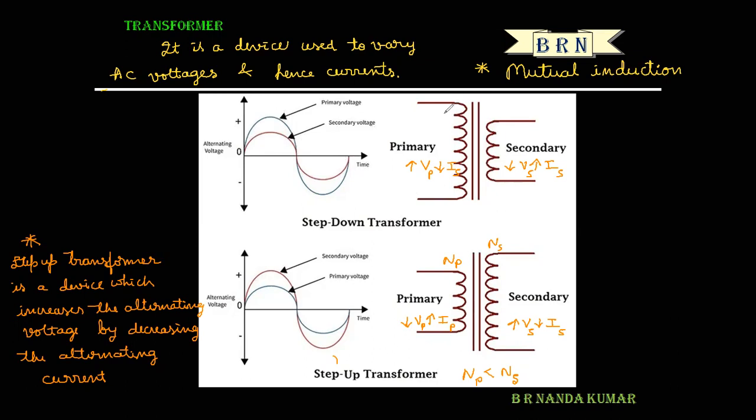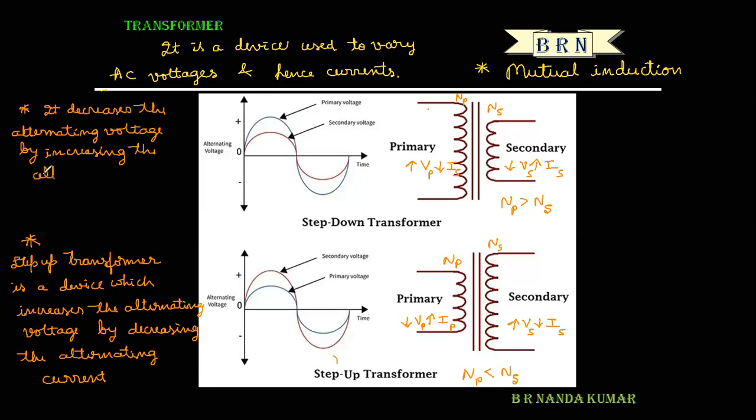In this case, this is the number of turns in the primary and this one is the number of turns in the secondary. Here the number of turns in the primary coil is more than the number of turns in the secondary coil. So this is step down. Step up increases the alternating voltage by decreasing the alternating current. Step down decreases the alternating voltage by increasing the alternating current. Right? What is the meaning of step down? A step down transformer decreases the alternating voltage by increasing the alternating current.